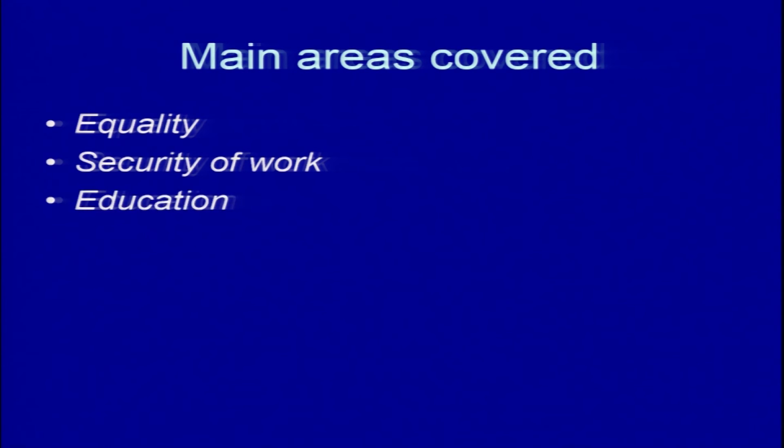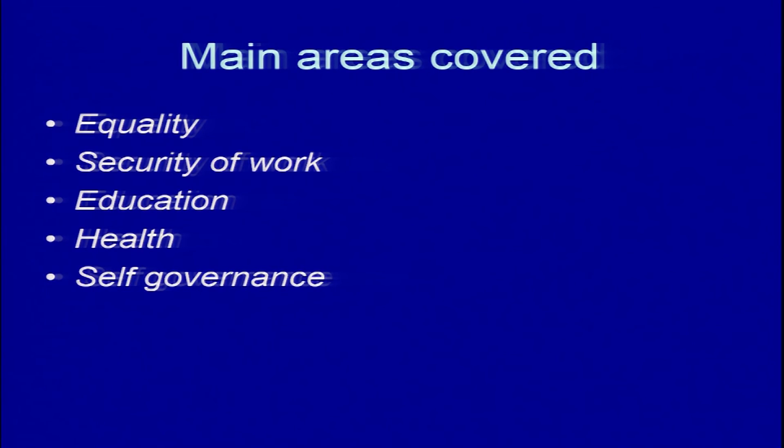So what are the major areas covered in the directives? One is equality, another is security of work, another is education, and another is health and self-governance. There are several directive principles of state policy. If we go through all these policies, the major points that emerge are that, firstly, the founders of our constitution thought having equality is very important. There should be equality of opportunity in our country, and everybody should have some sort of security of work, or people should get employment.